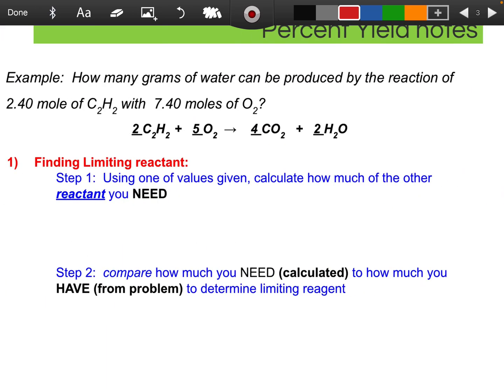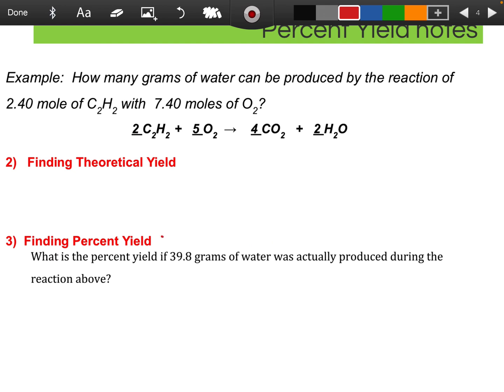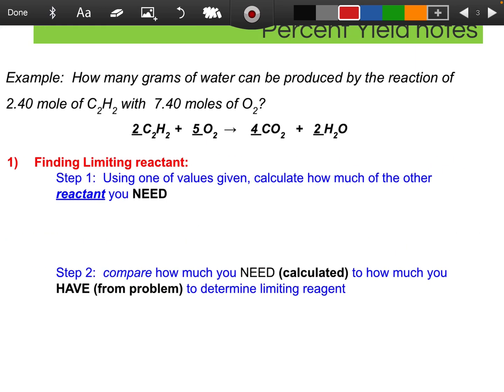All right, so this is the example that's in your notes. This has several steps to it because first we have to find the limiting reactant when we're given both amounts of reactant, and then we have to find our theoretical yield. So we have to figure out how much should be produced, and then we have to compare how much actually was produced to find our percent yield. So like I said, this has several steps to it.